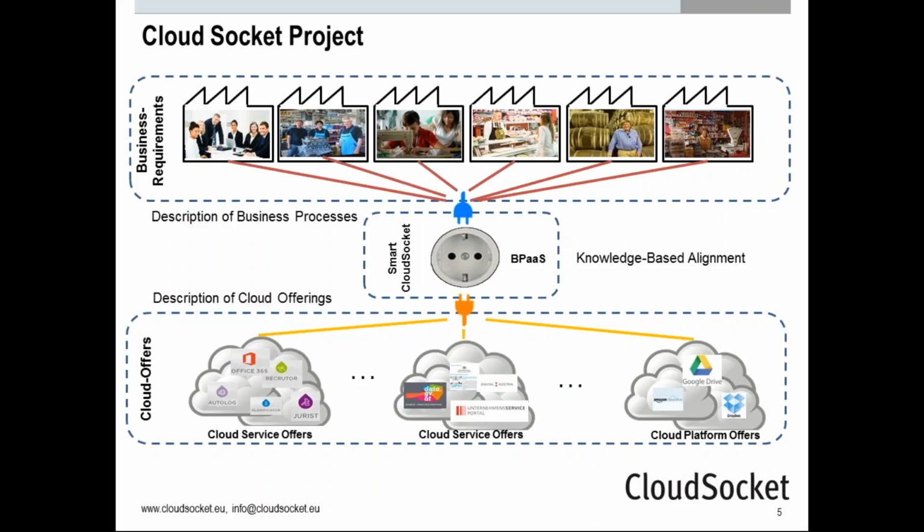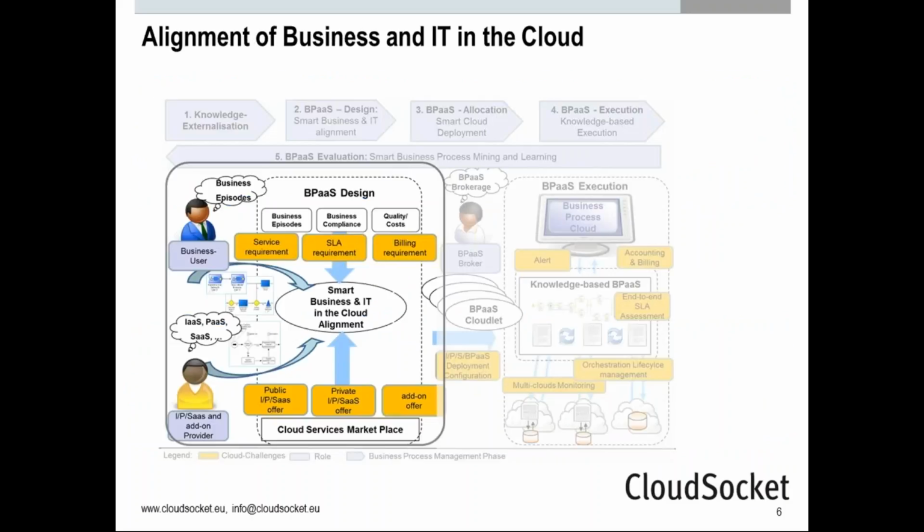To do this alignment, we have to define the requirements. This shall be done by describing the business processes, which is the process flow, but also the context of the business processes. And we need a description of the cloud offerings, so the description of the specification of the services that we can use. This is a highlight of part of the CloudSocket architecture.